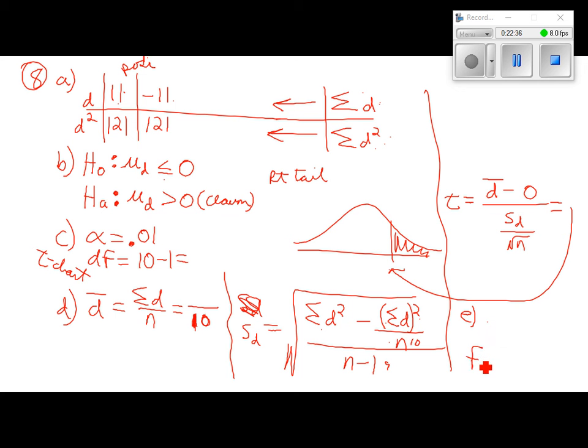And then part F is the part where you have to explain that with a 1% level of significance, there is either enough evidence or not enough evidence, or whatever it says, to support the claim that the supplements lower men's blood pressure.